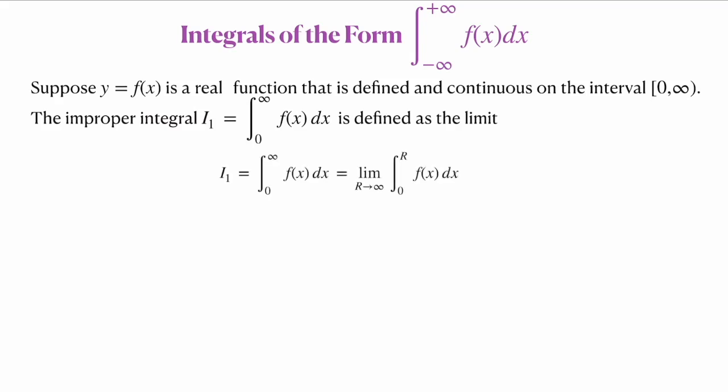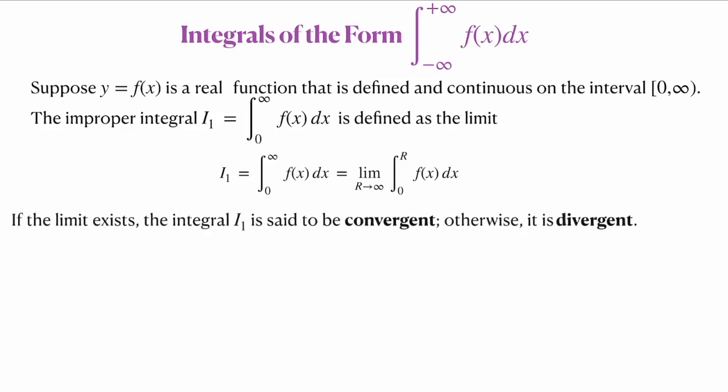limit: I1 is equal to the integral 0 to infinity of f of x dx, equal to the limit r going to infinity of the integral 0 to r of f of x dx, and if this limit exists, then the integral I1 is said to be convergent, otherwise it is divergent.